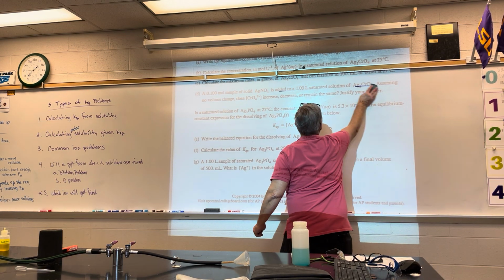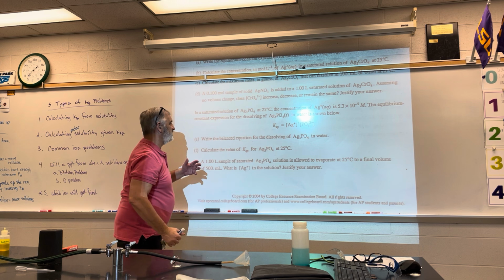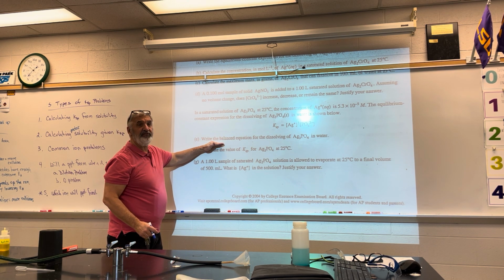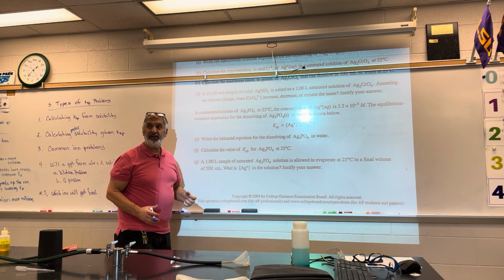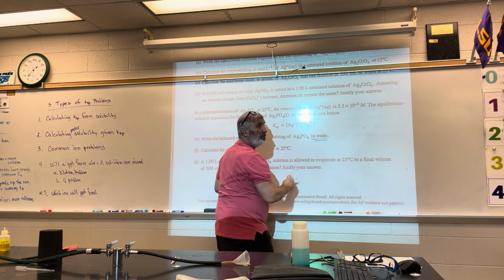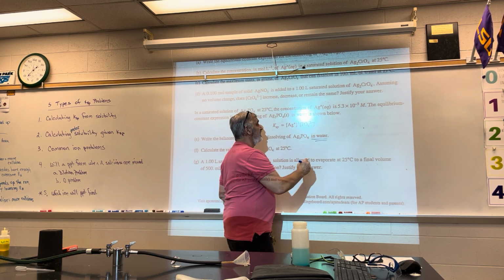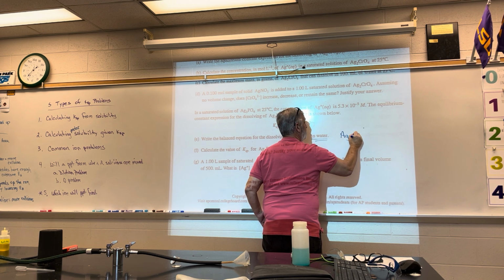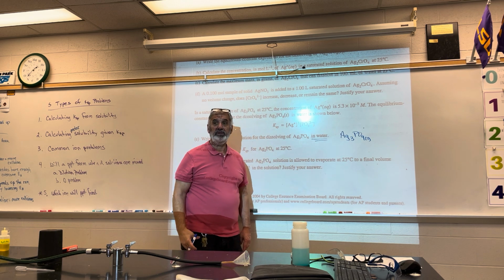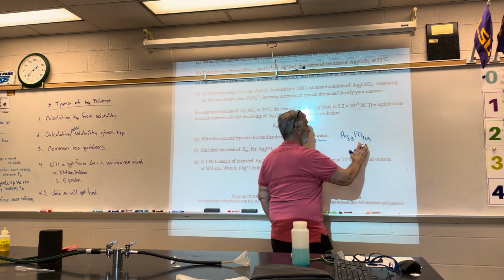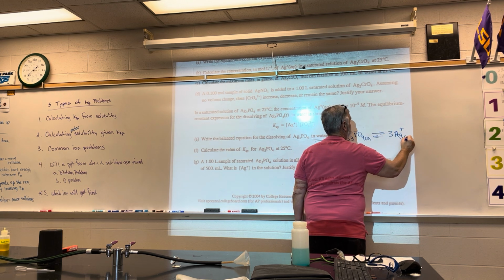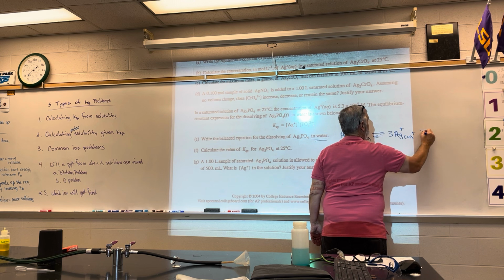Okay, for the sake of time, I just want to go through this one pretty fast. So we're going to write the balanced equation for the dissolving of silver phosphate in water. Now this is again where students get messed up because they feel like they need to include the water. But what's the equation going to be for silver phosphate dissolving in water? It's going to be 3 Ag plus, and then PO4 3 minus.